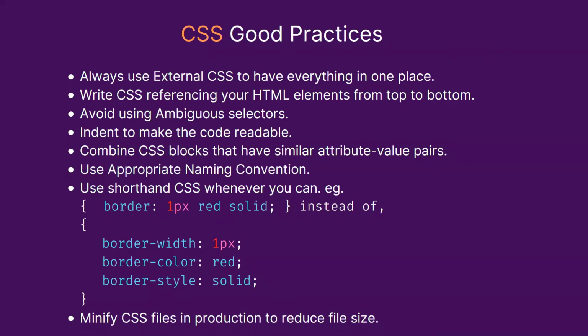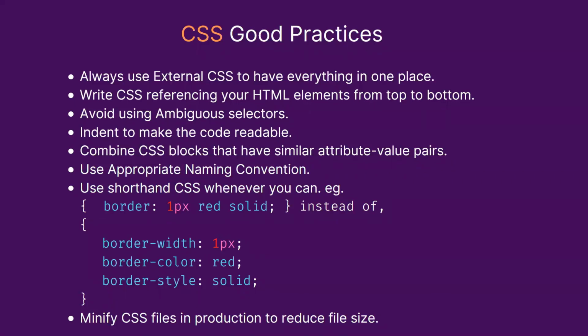Combine CSS blocks that have similar attribute value pairs. For example, if we have H1, H2, H3, all that have the color gray, you want to make all your headings gray. So you don't write H1, then open braces and put gray, and then go down and do that again. What you do is write them in one line. So you say H1, comma, H2, comma, H3, comma, then you open the braces. Whatever you put inside there will apply to all those selectors that you have separated with commas. It's advised to do that because it saves you space, improves readability, and whenever you want to update, you can just come and update in one place.